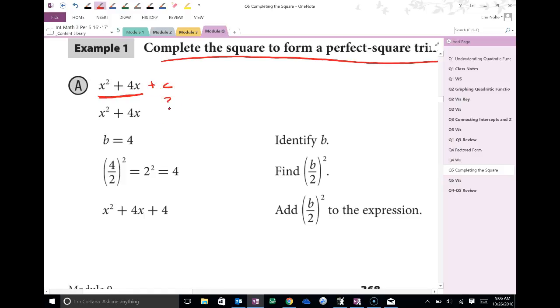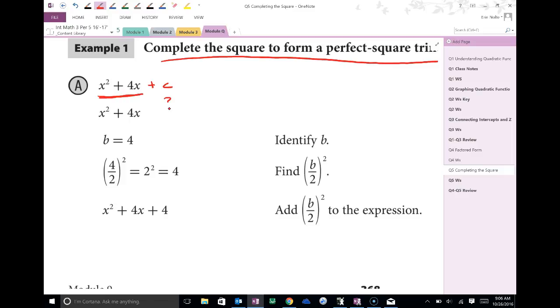If you think about it, two numbers have been added together to make 4. Two numbers that have been added together to make 4. They have to be the same number. So 2, right? Two numbers added together, and then they square it. So 2 squared is 4.